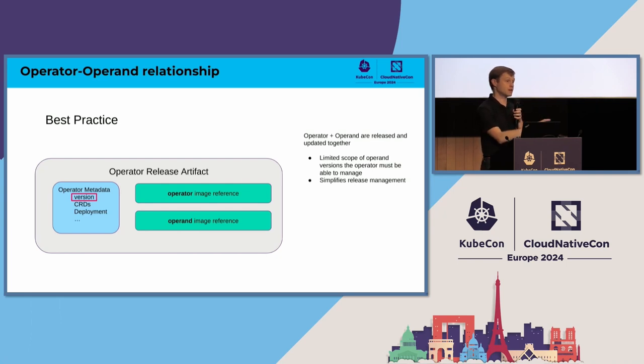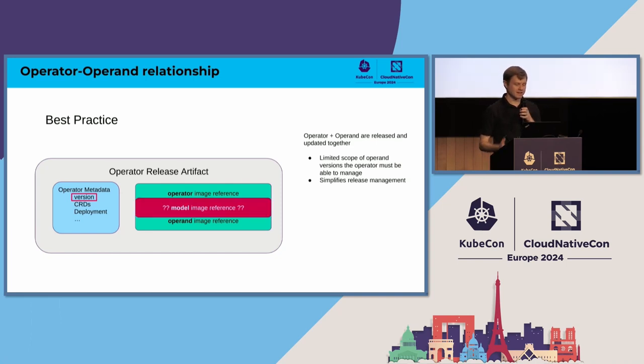So your operator knows that it has a very small range of operand versions that it might need to manage. You don't have to write software that can automate any version of that operand that's ever existed, or importantly, any version that might exist in the future. We know these two versions are going together, so we know exactly what to expect when that operator is interacting with its operand, right?